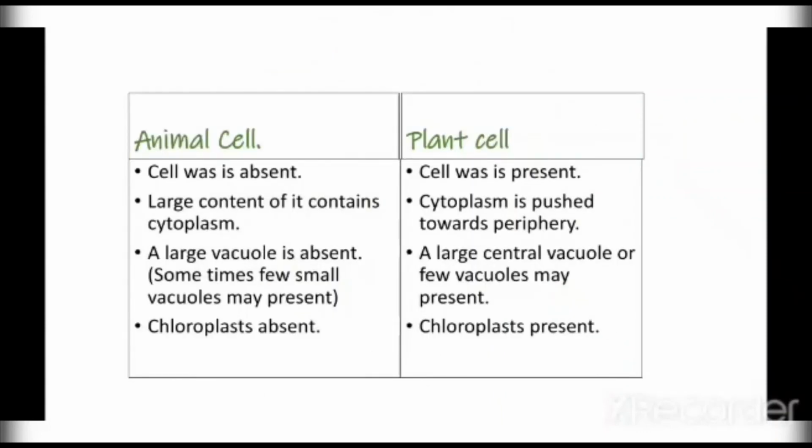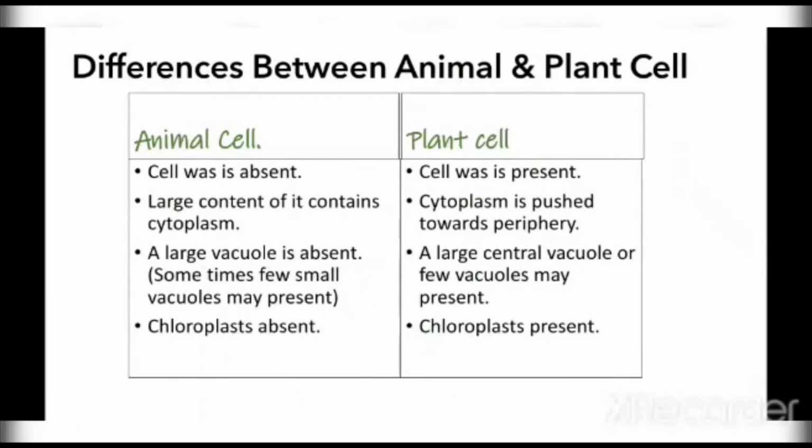Now we move to the differences between animal and plant cells. There are some similarities that can also be seen in animal and plant cells. For example, the plasma membrane is present in both animal cell and plant cell. Like that, there are some differences between animal and plant cells.